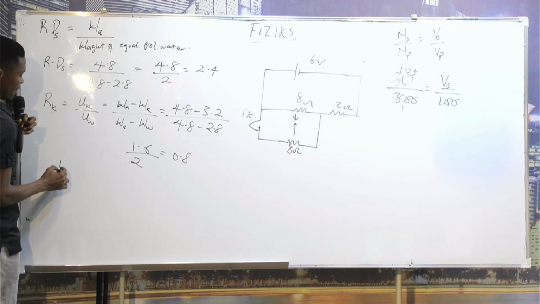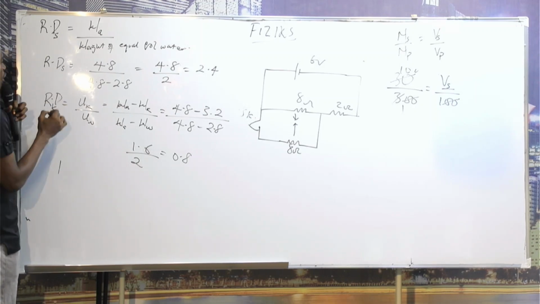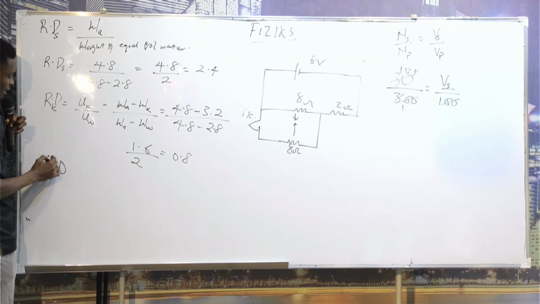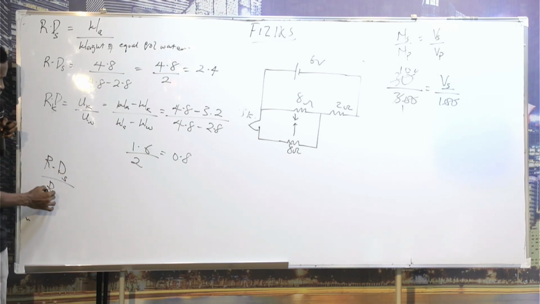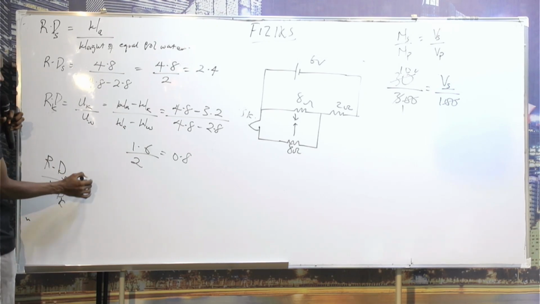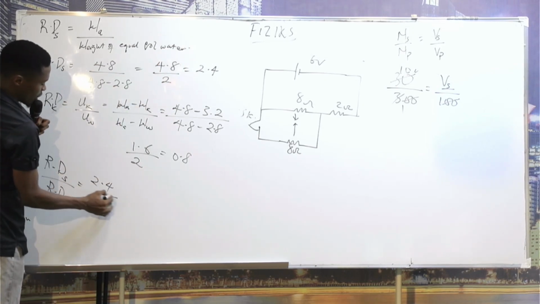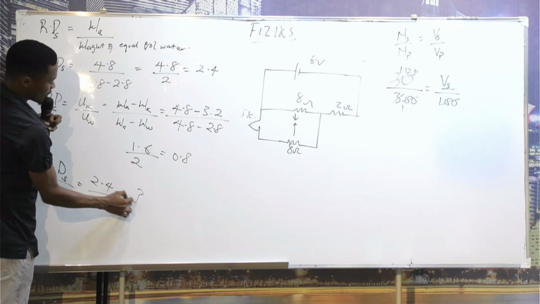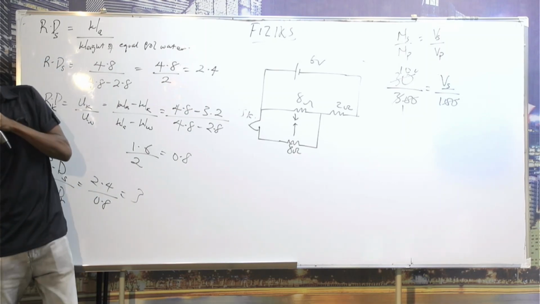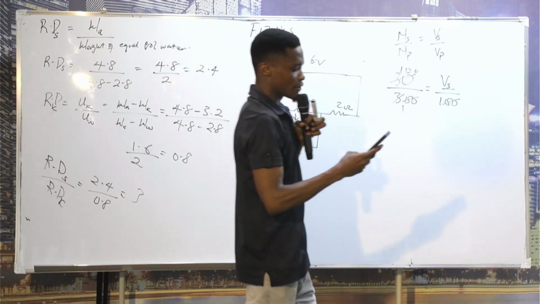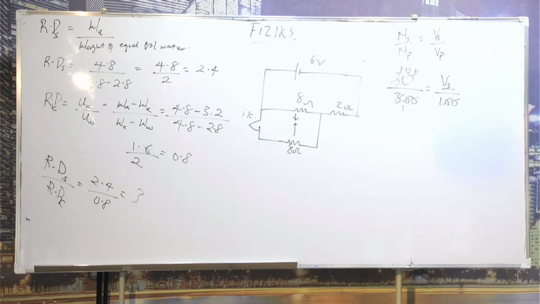So they said we should find the relative density of the solid to the relative density of kerosene. What did we get for the solid? 2.4 divided by 0.8 will give me 3. That is option D. Yes, option D, sorry.